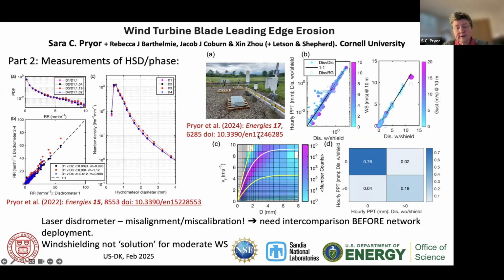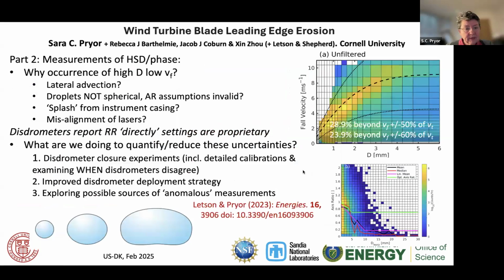The other thing we've done is deploy one of our distrometers shielded with a windshield, one of them open, with a view to saying, does the shielded distrometer stop reporting these slowly falling large droplets? The answer is no, at least for our moderate wind speeds, we didn't find that it removed these erroneous data.